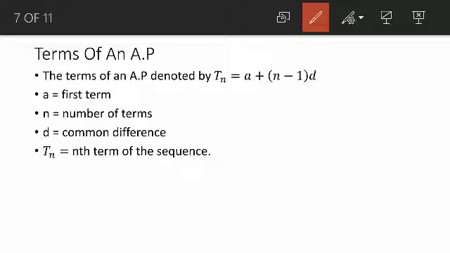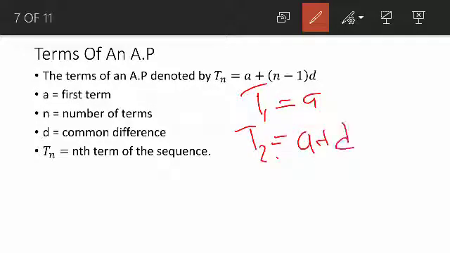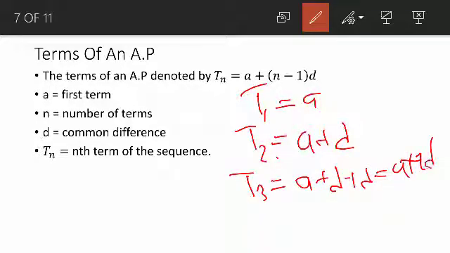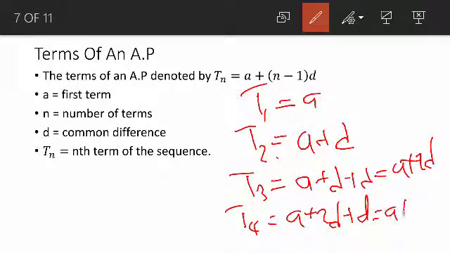Now, how did we come about this? We know that the first term of an AP is A, and that means the second term will be A plus D, that is, A plus the common difference. The third term will be T2 plus D, which is A plus D plus D, which gives us A plus 2D. You see that? Now T4 is going to be A plus 2D plus another D. That will give us A plus 3D.